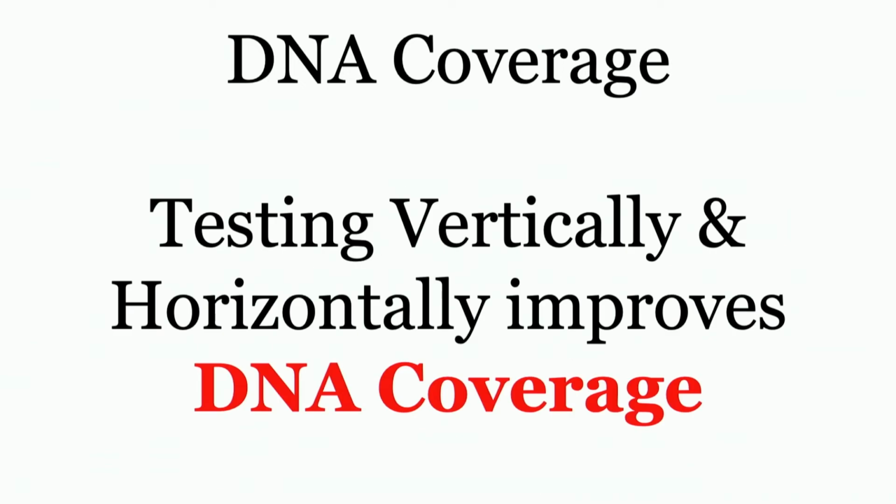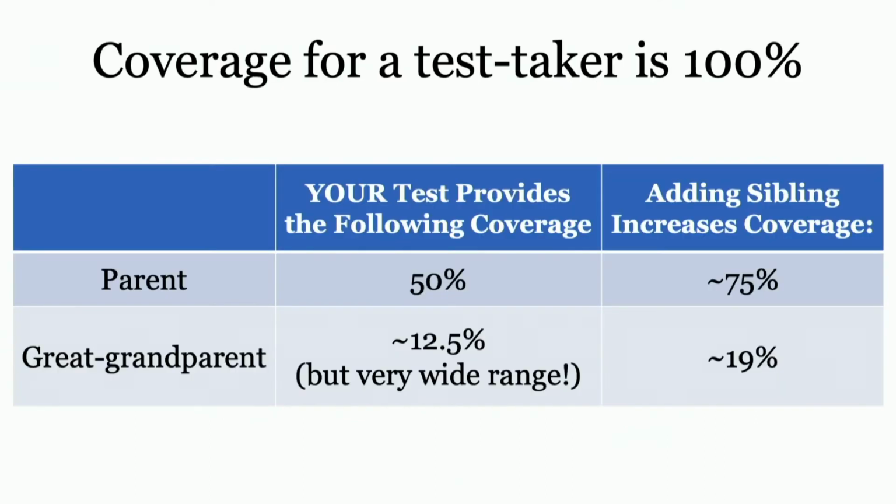Okay, so you're going to get improved DNA coverage, more DNA from ancestors, by testing more family members. Here's a quick example. If I test myself, the coverage of me is 100%. If I'm testing myself, I'm getting 50% coverage of each of my parents. If I test myself, I get about 12.5% of my great-grandparents. But if I add in a sibling, I'm getting about 75% coverage of each of our parents and about 20% coverage of our shared great-grandparents. So adding in just that one sibling really boosts that number.